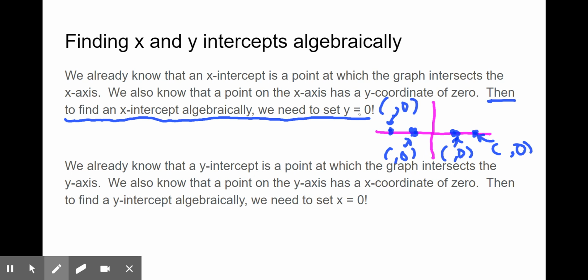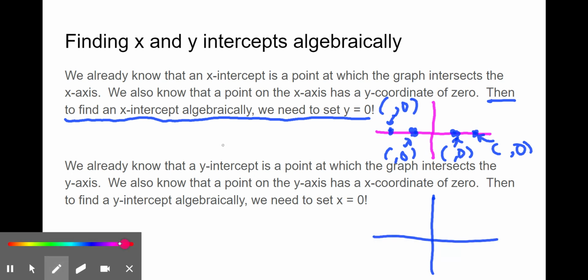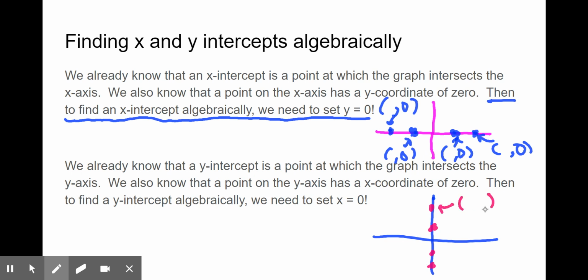To find the x-intercept algebraically, we're going to set the y-coordinate equal to 0. It's all the same if you want to find a y-intercept. Here's a graph. Let's talk about what that looks like. You would have all these points here on the y-axis. Those are y-intercepts, okay? And we know something about all these points. For every one of them, you don't go to the left or to the right. You only go up and down.